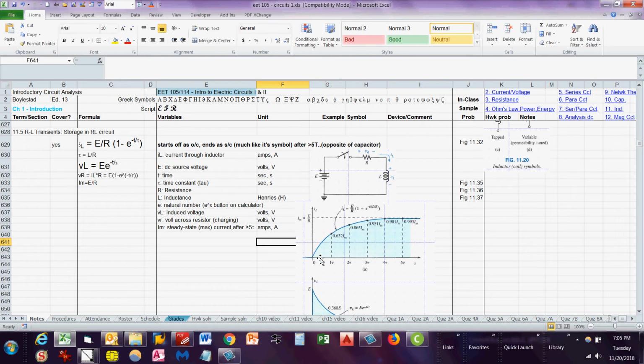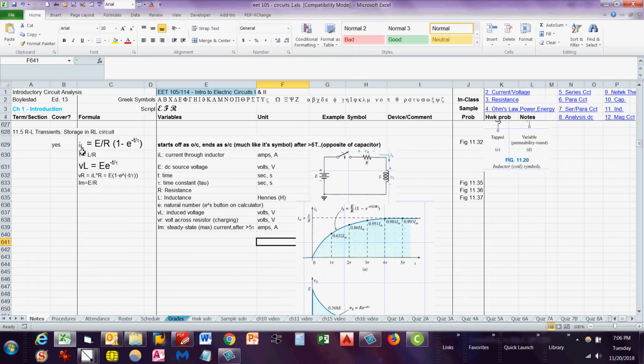The current starts off as 0 because this starts off as an open circuit and ends up as a short circuit. But when it starts off at 0, it's open, which means there's no current. Then as it induces more and more current, hence its name, the current goes up. And at 5 tau, it becomes E over R. This is a short circuit, so it's like the inductor isn't even there.